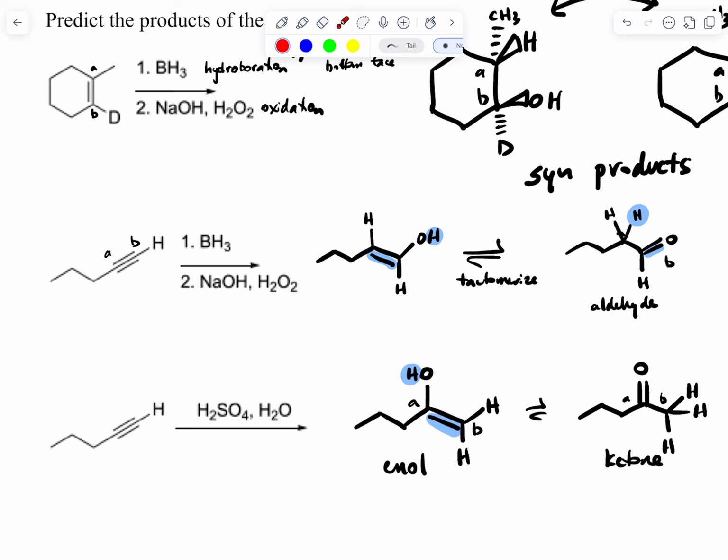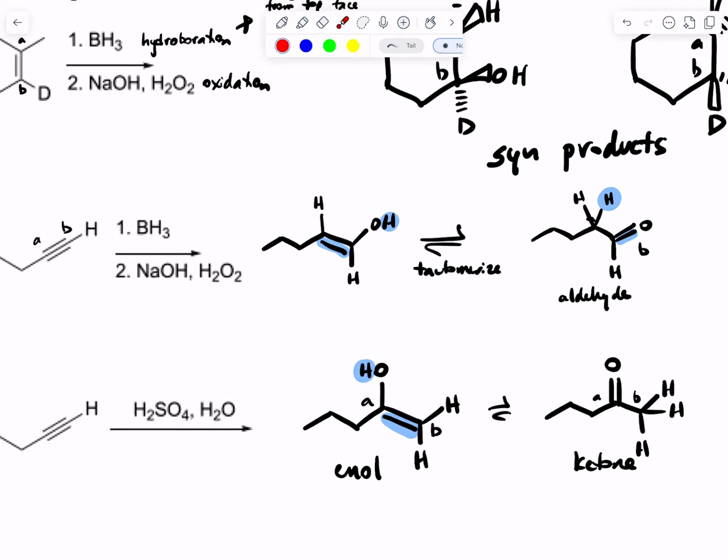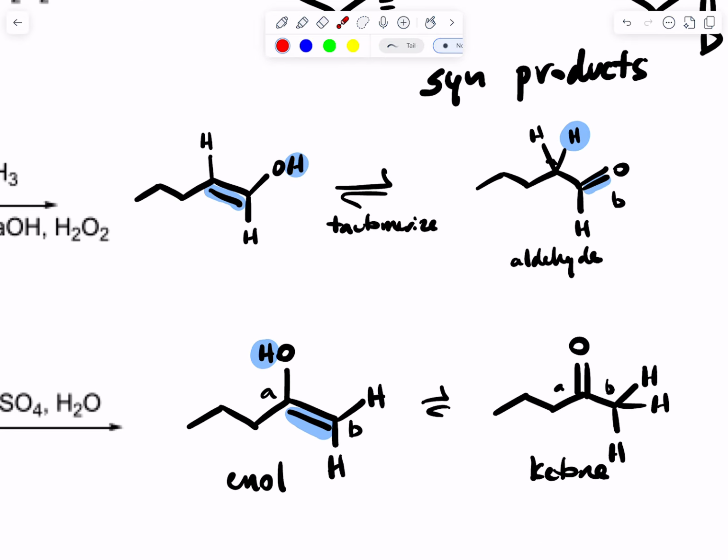What is new is what I told you, that the enol isn't the most stable form and that it in fact tautomerizes to the more stable keto form, the isomer or the tautomer, which has the double bond between carbon and oxygen, and then the hydrogen on the other carbon.